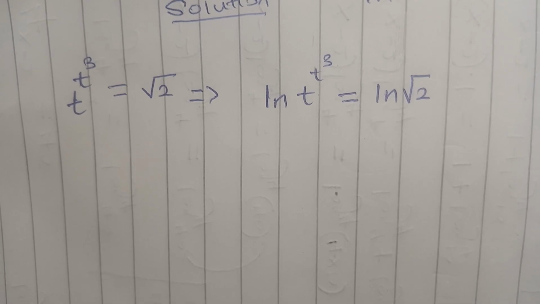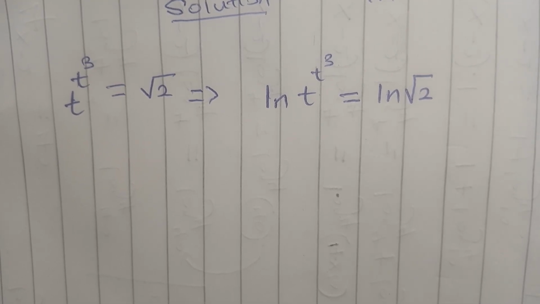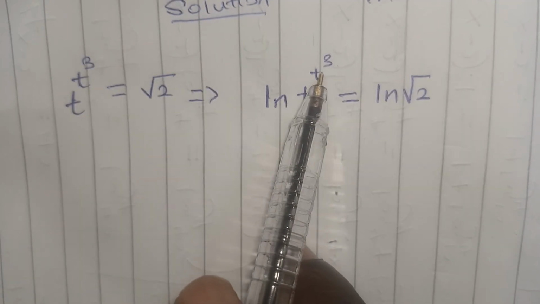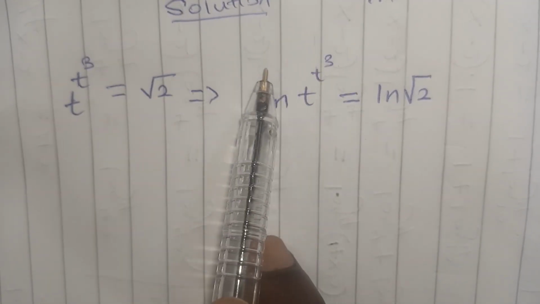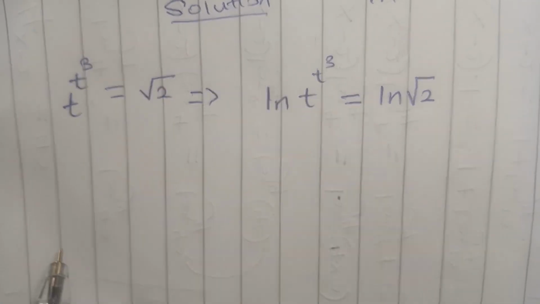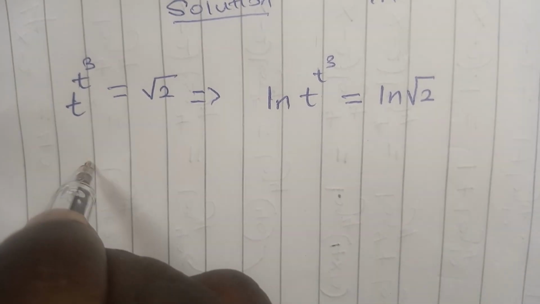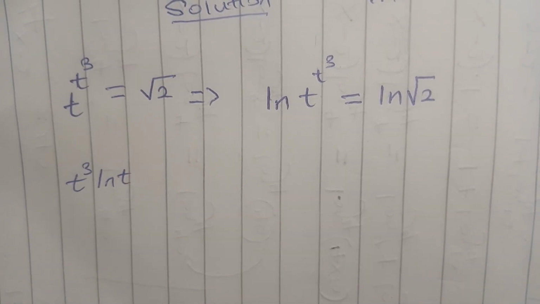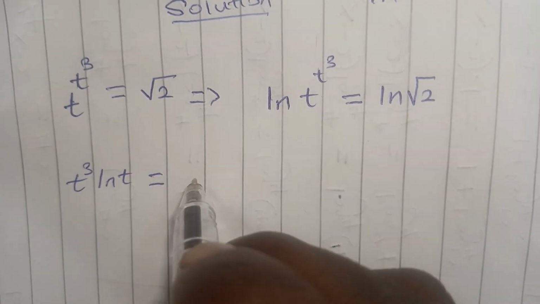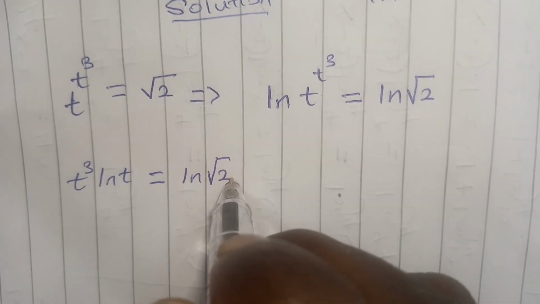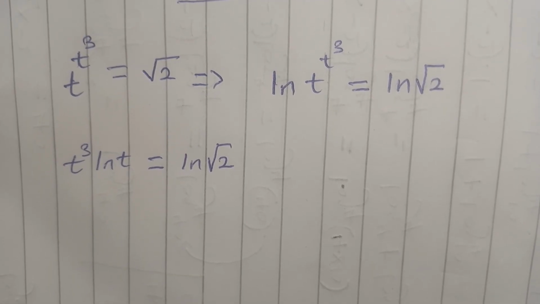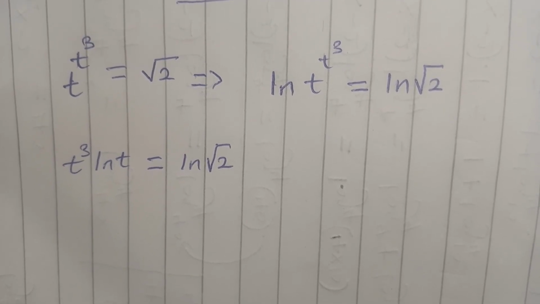From here, we are going to apply the logarithm rule, which says we have ln of a to the power of b. We are going to take the power to the front, so this will be coming to the front. If we do this, we are going to have t to the power of 3 times ln of t is equal to ln of root 2.